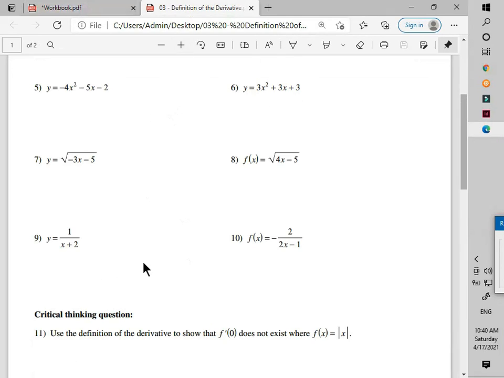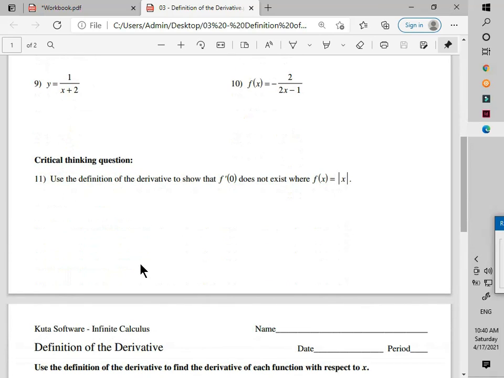Now, the last one. Use the definition of derivative to show that f prime 0 does not exist, where f of x equals the absolute value of x. Alright, you know what? I think I'll just let the lecturer complete this one so that he can probably explain it to anyone better. My skills in this area are not the best when it comes to explaining.